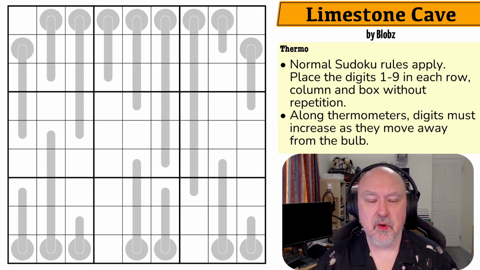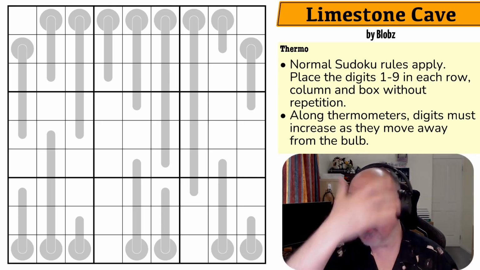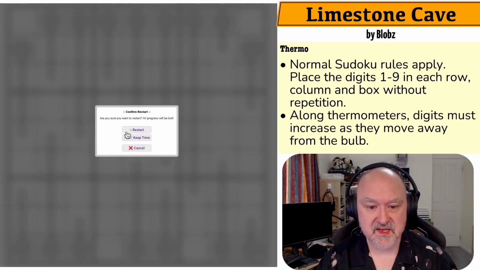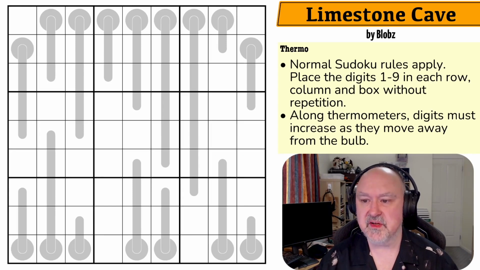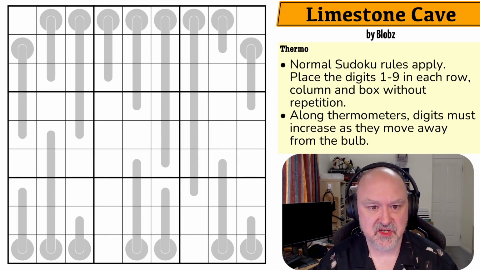There'll be a link below to where you can just open this in a web browser or on your phone to solve the puzzle. I'm going to restart this puzzle to restart my timer because a lot of people like to know how long it takes to solve a puzzle. Let's give this a shot.